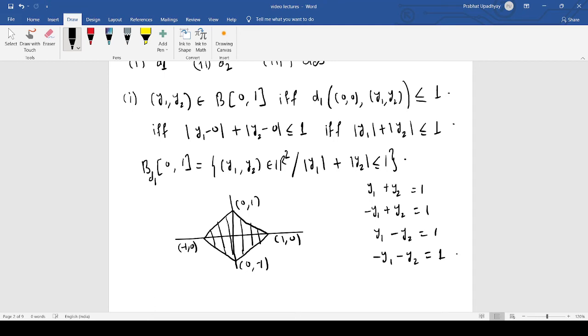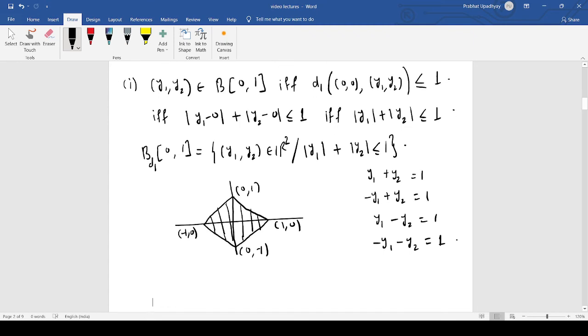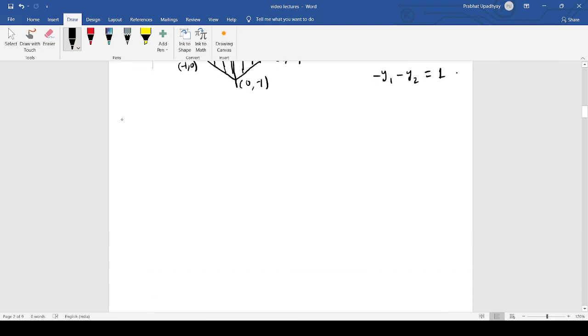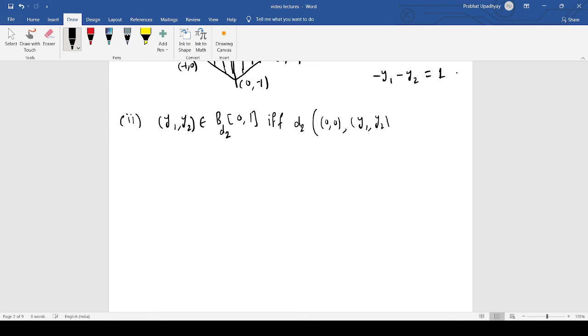So you have got your closed unit ball with respect to metric D1. Let's try to find out with respect to metric D2, that is your Euclidean metric. So second, you have y1 comma y2 belongs to the closed unit ball with respect to metric D2 if and only if D2 of 0 comma 0 with y1 comma y2 is less equal 1.